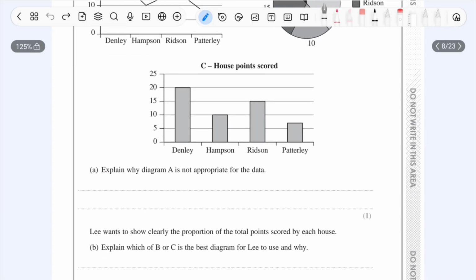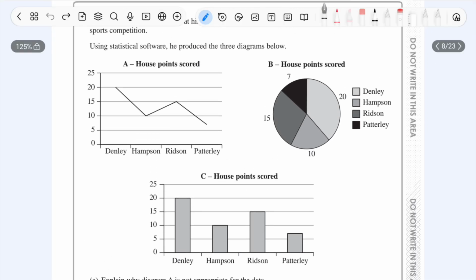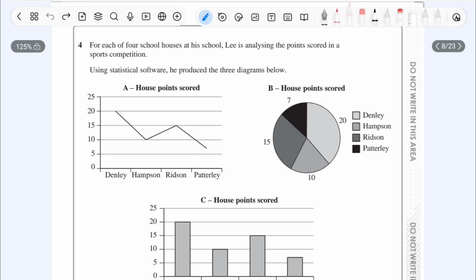A tells us to explain why diagram A is not appropriate for the data. Let's look at the data we've actually got. We've got some names, which are the house names, and we've probably got some sort of points system. So the points are here, and then the names are here for each respective graph. Now, why doesn't it work for diagram A?